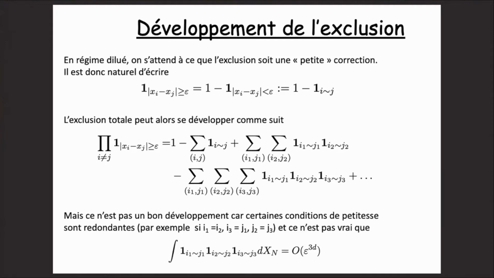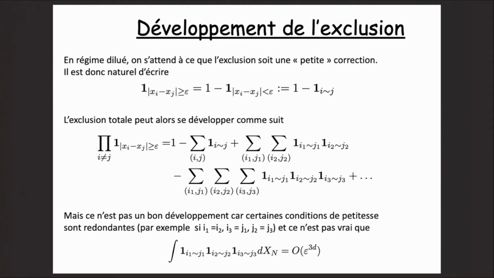You see that, of course, if i1 is close to j1 and i2 is close to j2, and the pair i1 j1 is different from the pair i2 j2, then in L1 norm, if you integrate, you have 2 constraints, and so you expect the L1 norm of this to be of the order of epsilon square. So that's good. This term is good.